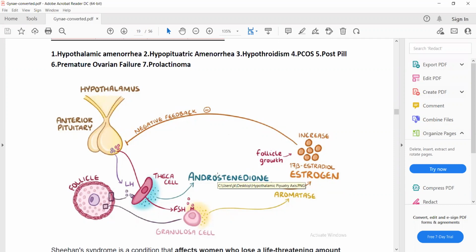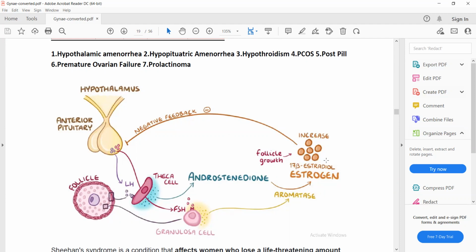Now, whenever there is a problem with the ovary, the pituitary and hypothalamus both are normal. They are producing normal levels of LH and FSH, but there is a problem with the ovaries, such as polycystic ovaries or premature ovarian failure. So whenever there is a problem with the ovary, it means ovarian cells are not able to produce estrogen hormone. So estrogen will be low.